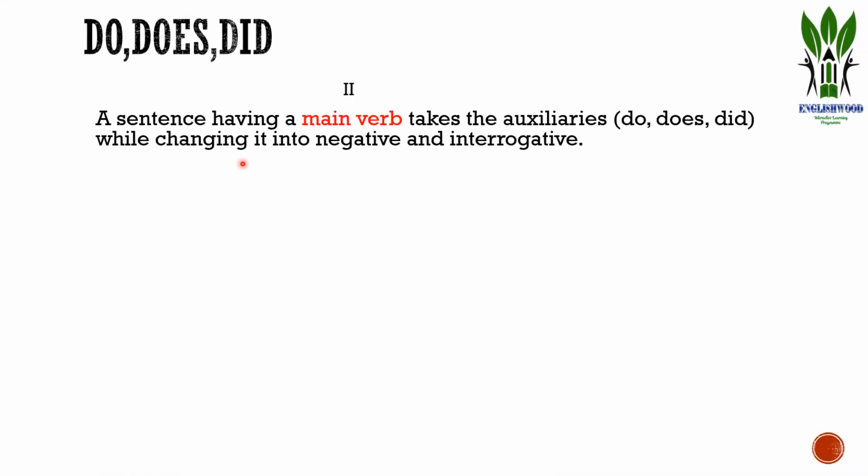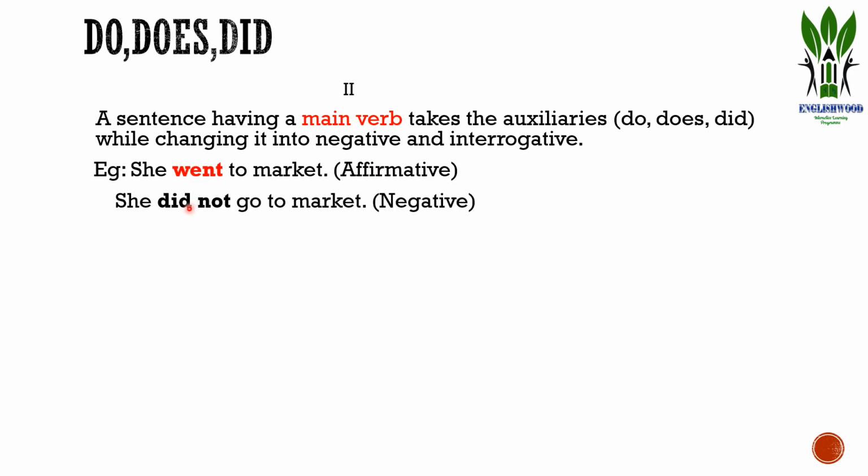Now do, does, did. A sentence having a main verb takes the auxiliary do, does or did while changing it into negative and interrogative. I told you, a sentence having a main verb means having no auxiliary verb. Past simple tense, she went to market, affirmative. Went is a did verb, therefore she did not go to market is negative. Now did she go to market is the interrogative of she went to market.